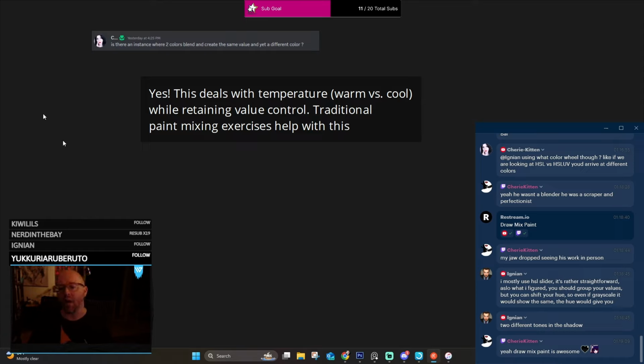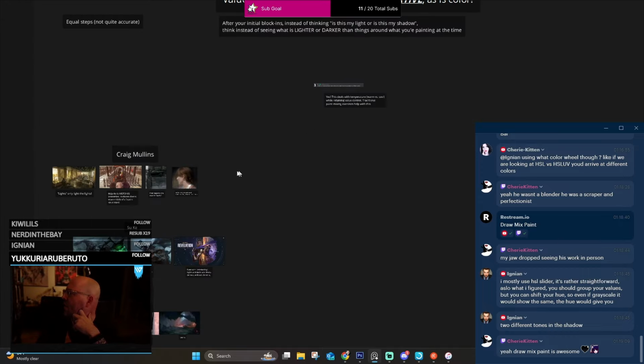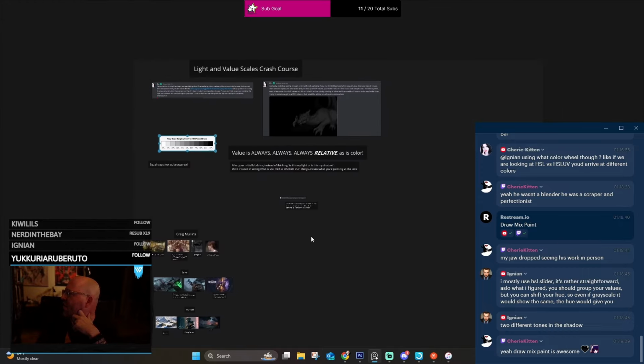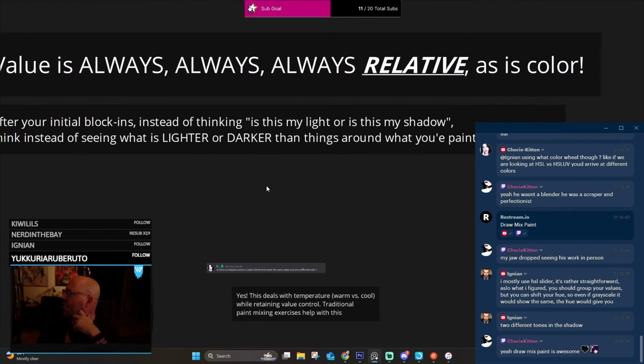Okay. So I mostly use the HSL slider. It's straightforward. Also, you should group your values, but you can shift your hue. So even in grayscale, you would show the same. The hue would give you two different tones in the shadows. That's correct. So once again, the warm and the cool. If you just simplify it that way, hey, do we need more heat? Do we need a little bit more cool? Like, what do we need? Does that need to recede a little more? Like, what's going on? That's where a lot of this starts coming out. Okay. So now let's talk about, okay.